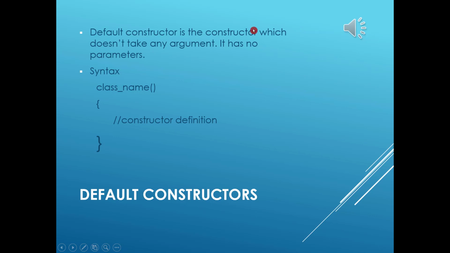Default constructor. The default constructor is the constructor which doesn't take any argument. It has no parameters. Its syntax is shown in the PPT. We will learn more about this through an example.